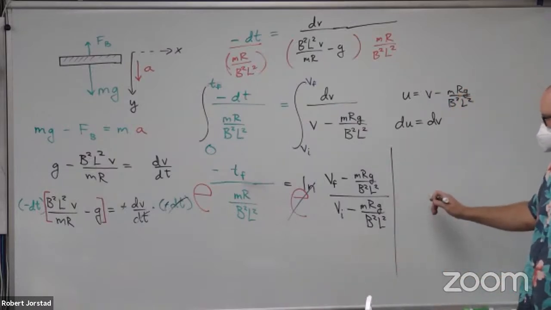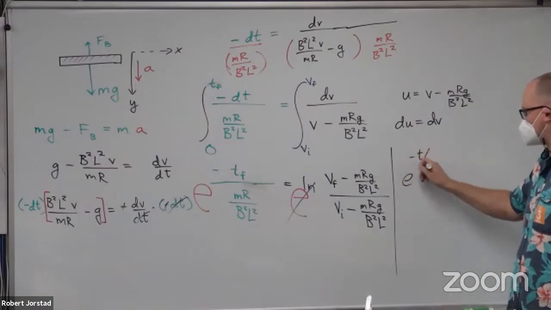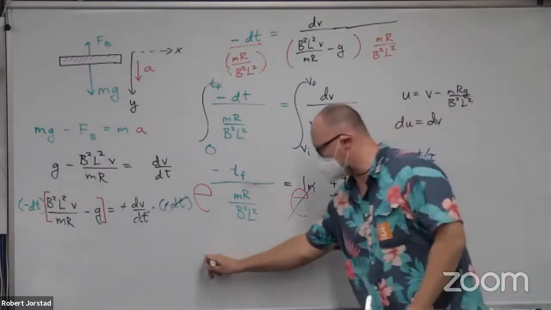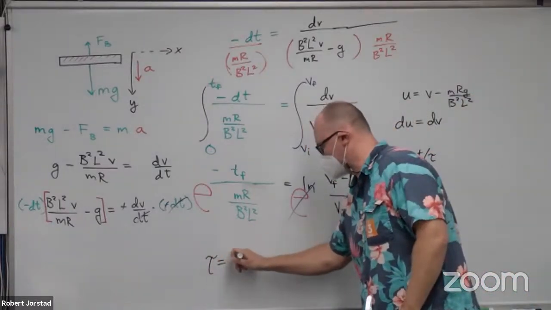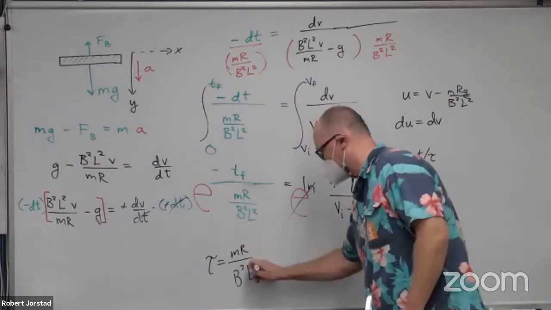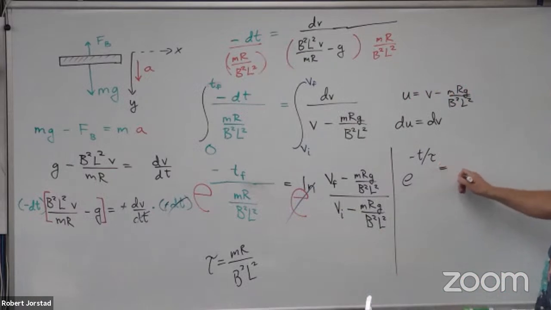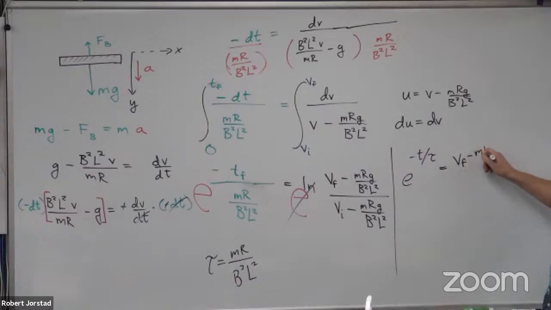All right. Let's see. What do we get here? E to the negative t over tau, where tau is Mr. b squared L squared. And then what do you get on the other side? V final minus Mr. G.